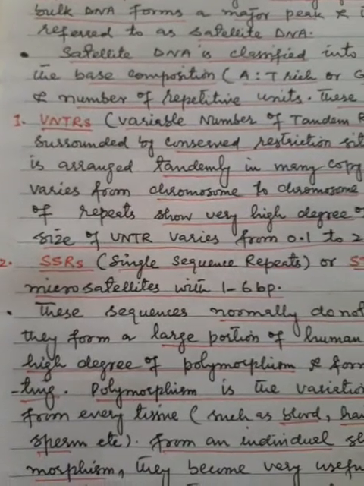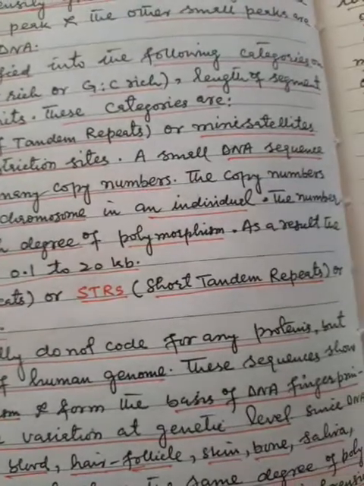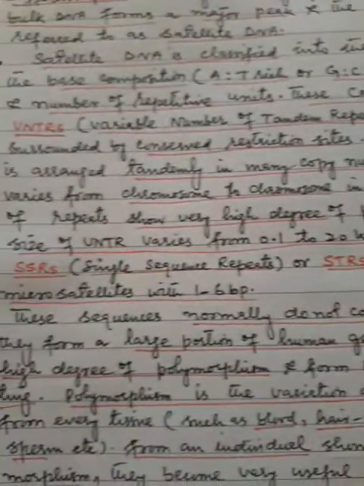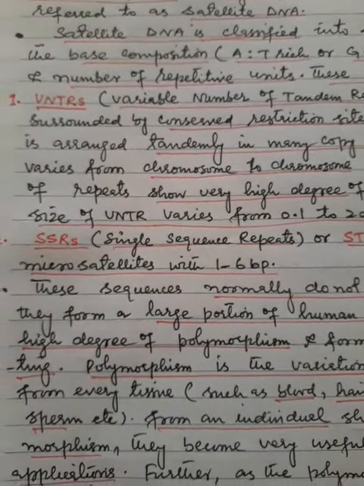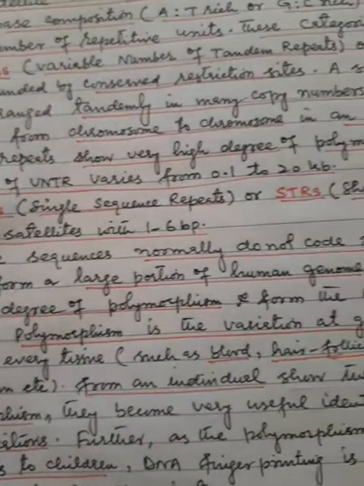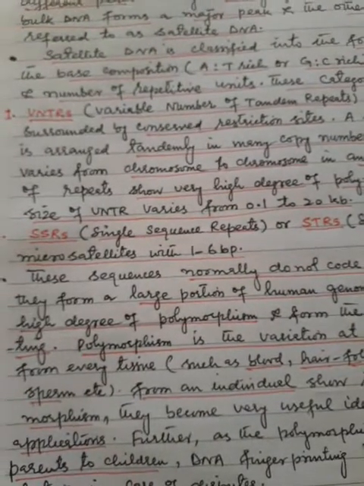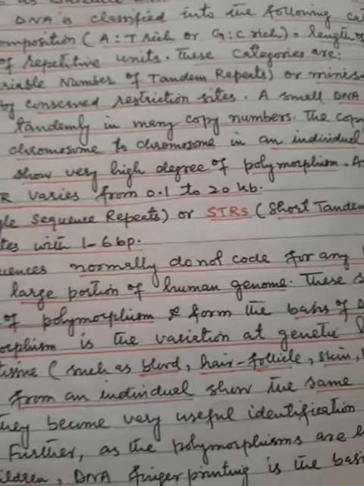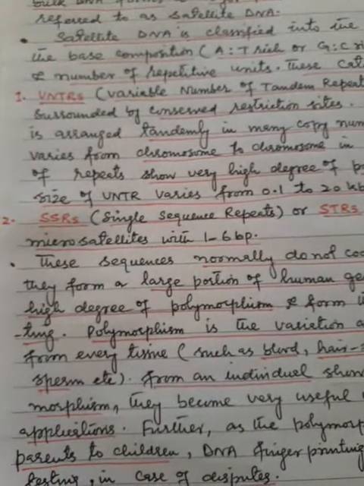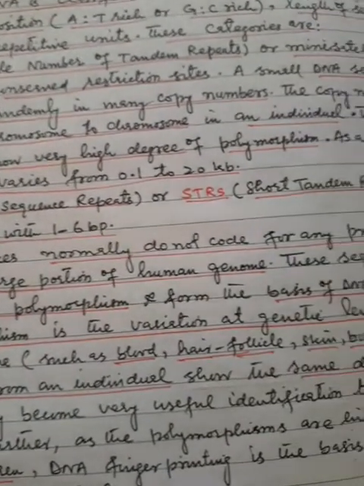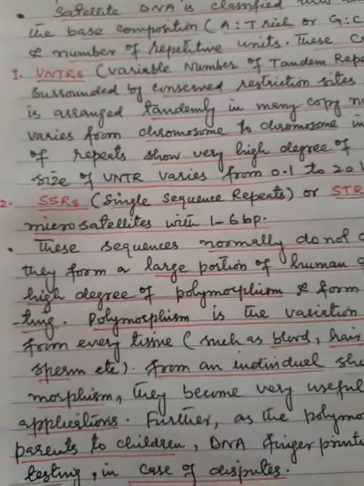Number 2, SSRs, simple sequence repeats, or STRs, short tandem repeats, or microsatellites, with 1 to 6 bp. These sequences normally do not code for any proteins, but they form a large portion of the human genome. These sequences show a high degree of polymorphism and form the basis of DNA fingerprinting.